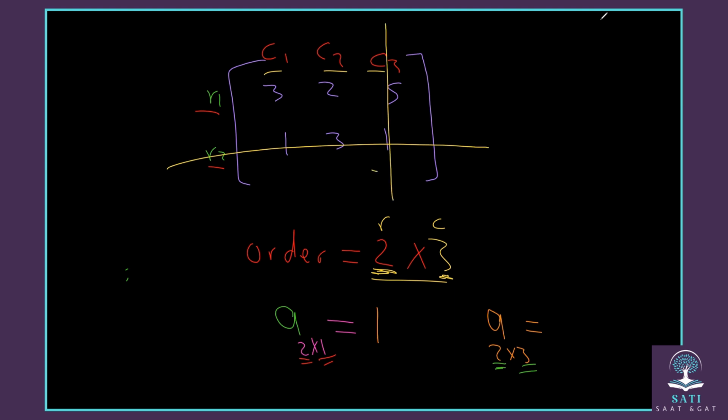This is the third column. So that means I'm talking about 1 here. I hope that is clear now, how to find each element, and how we know the order of a matrix.